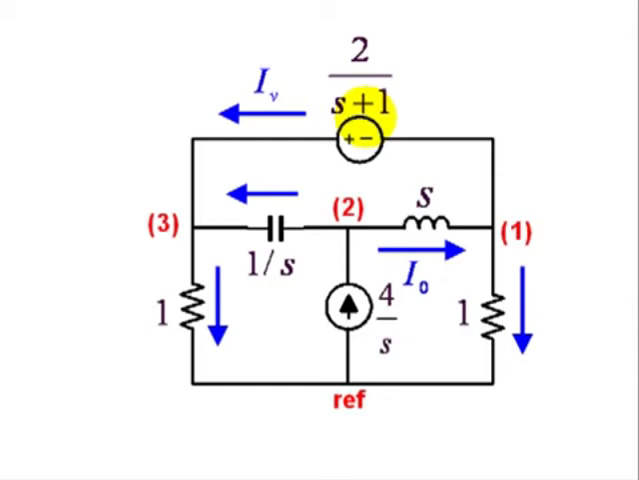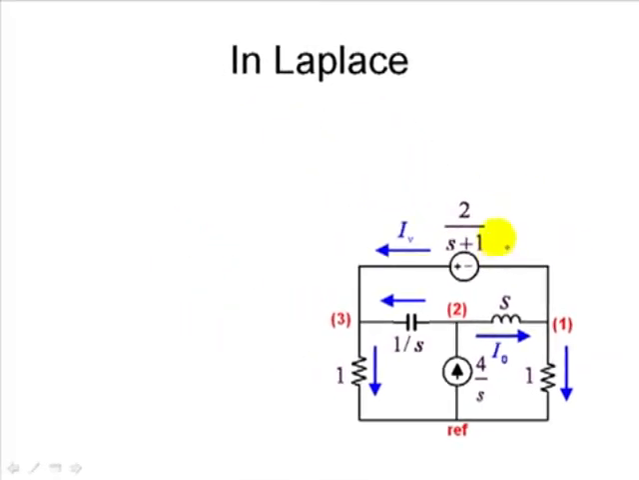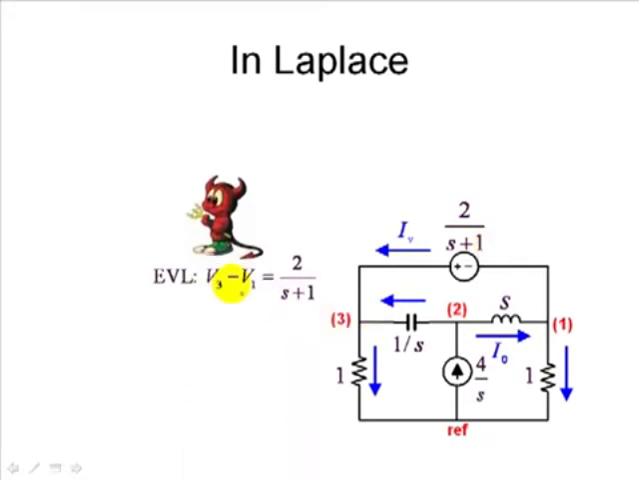MNA. The first question, is there any controlling variable? No, none in this circuit. Any evil branch? Yes, the one we observe at the top of the circuit, this one, that says that V3 is higher than V1 by the value of this source, and that is the evil equation number 1. This equation, V3 minus V1 equals the value of the source.